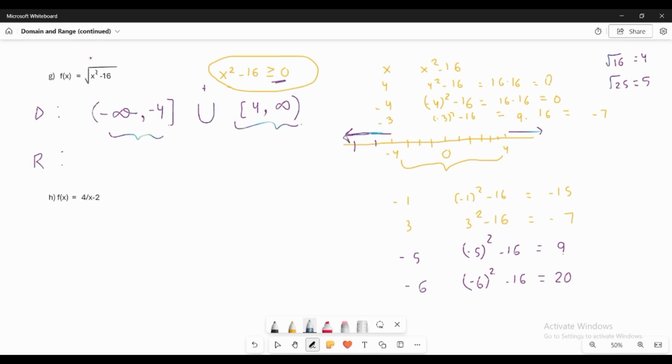When will it be 0? When your x is negative 4 or 4. In that case, you know that for negative 4 and 4, your output is going to be 0, right? So that means here your range is what? You can write it like this. Your range is f of x, that is your output, is greater than or equal to 0. Another way of writing this is in the interval notation, that is closed interval 0 to infinity. Now this is all about this question.